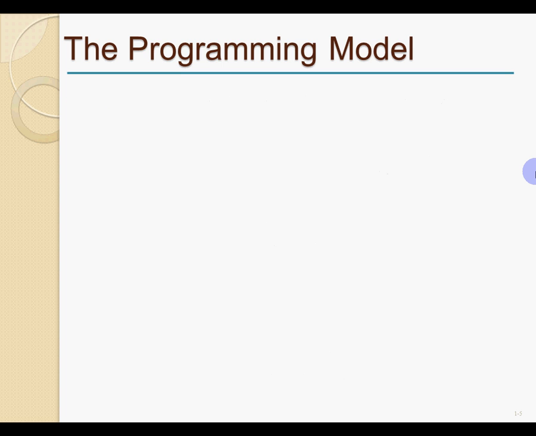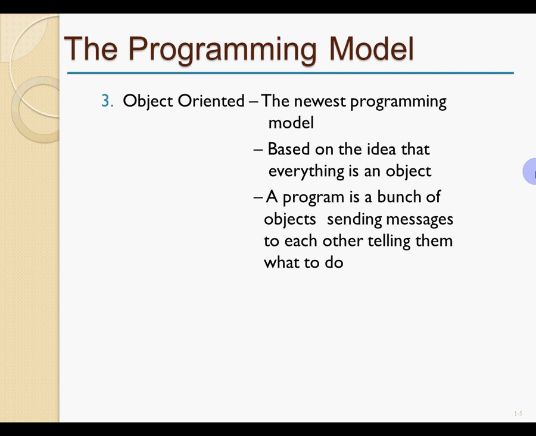The third type of programming model is called an object-oriented programming model. This is the newest and perhaps the most powerful programming model. It's based on the idea that everything in your program is an object, so that a program is nothing more than a whole set of objects interacting with each other, sending messages to each other, telling them what to do.